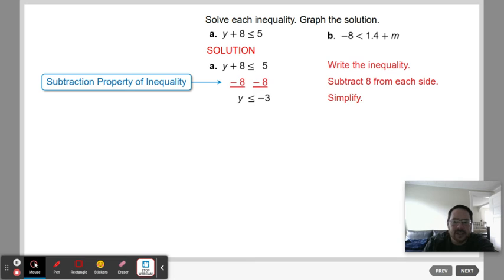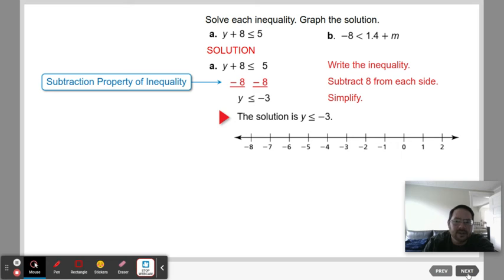So when you graph it, you'll use an open or closed circle. Yeah, closed circle on negative 3, because it can include negative 3. And then is the arrow going to go right or left? Yeah, the arrow is going to go left, because y is anything less than or equal to negative 3. And again, you can check it by plugging in any number from down here. Okay, let's do the second one.